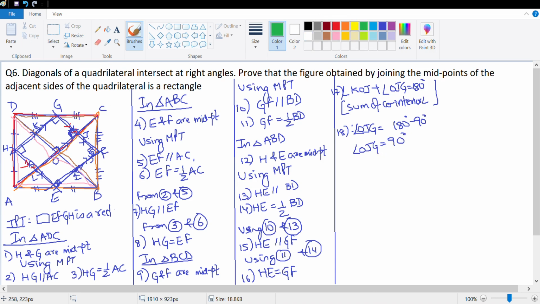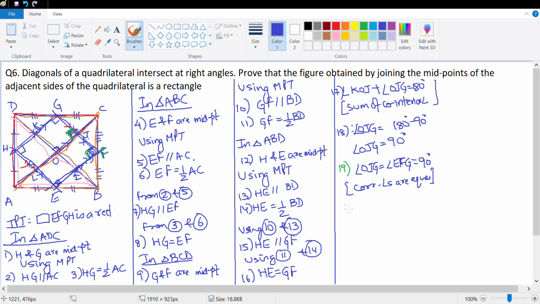So now once I get one angle as 90, let me try and prove angle F as 90. So let's start writing this now. Number 19 would be angle OJG is equal to angle EFG is equal to 90 degree. Why? These are corresponding angles are equal. Done. So we've got one vertex angle as 90. Let's look at the next one.